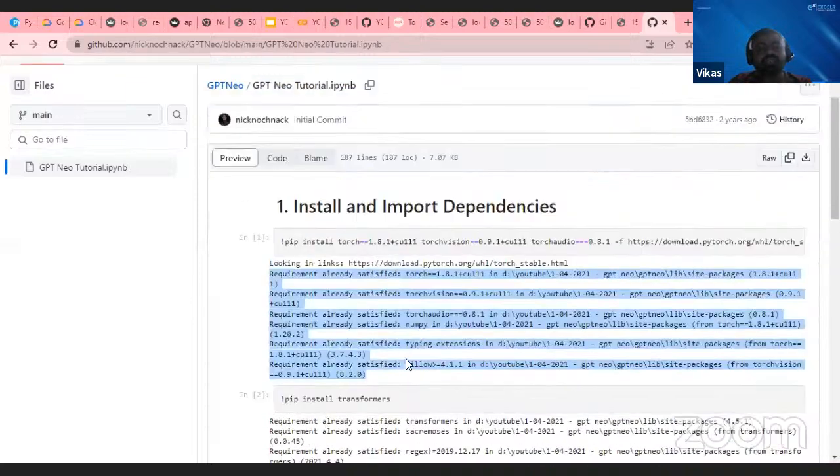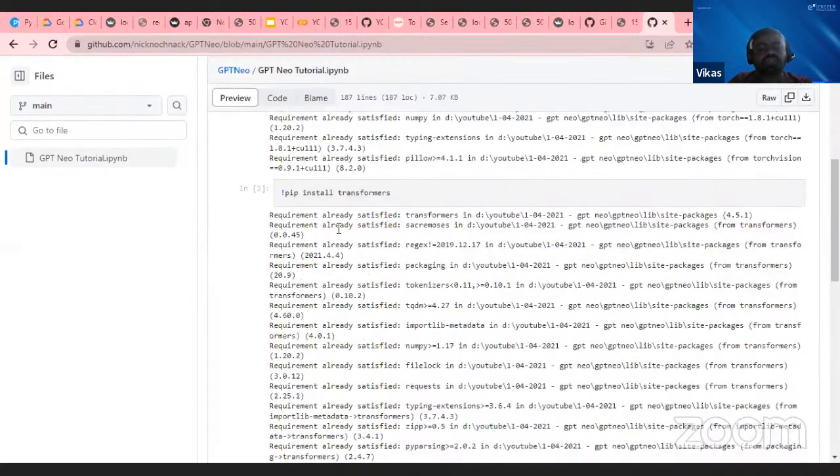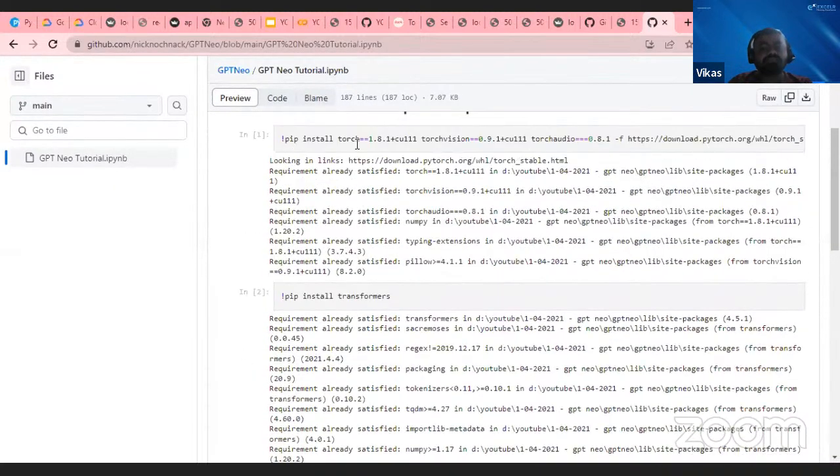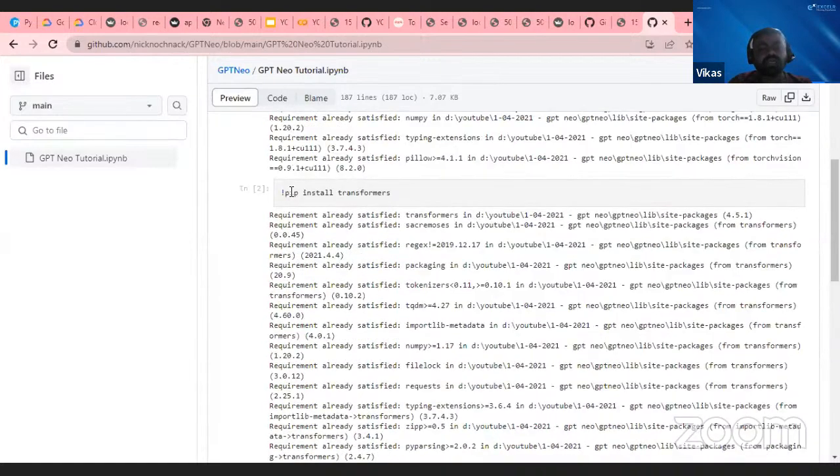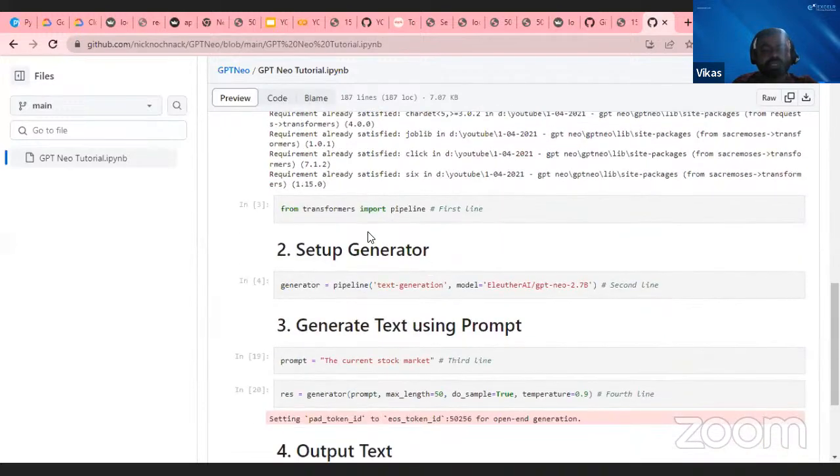Once you are able to install, guys, the second step is I'm going to install the transformer. So I'm running pip install transformer. Okay, a simple line of code. You can see here, it will start installing the GPT Neo model here. You can see the entire model is getting generated, guys.